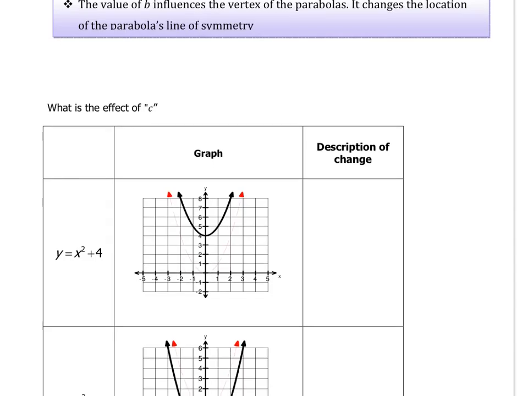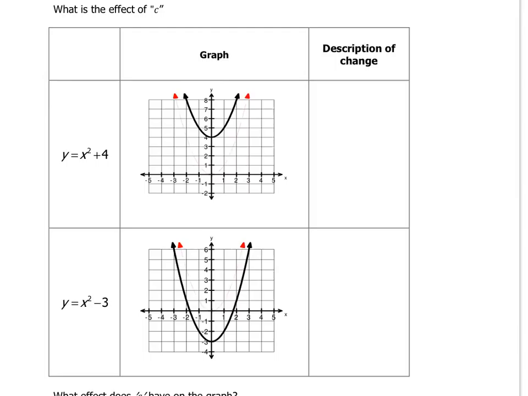The last thing we're looking at is the C value, when you have y equals x squared plus bx plus c. So what happens when we change the constant on the end of the equation? In this case, y equals x squared is in red, and y equals x squared plus 4 is the black. If you look at the change, the graph has shifted 4 units up. And on the second one, when you subtract 3, you're basically taking the whole graph and it shifts 3 units down.